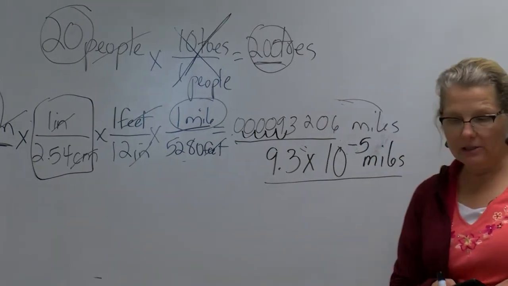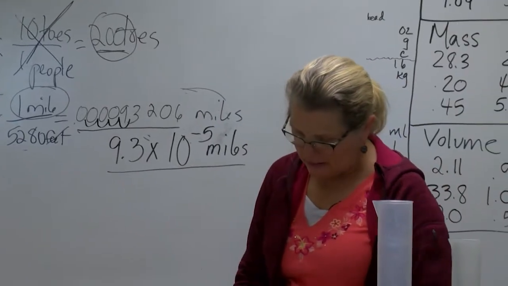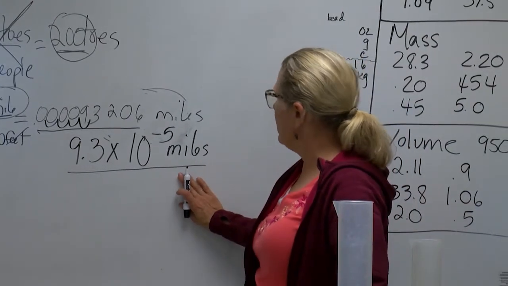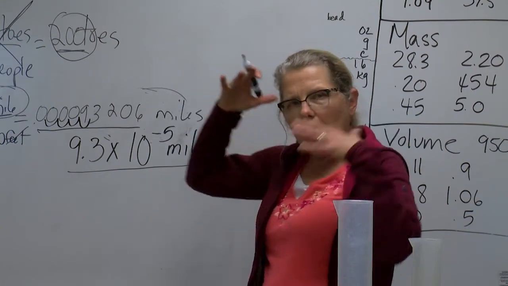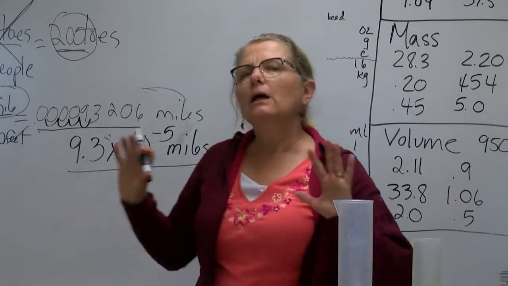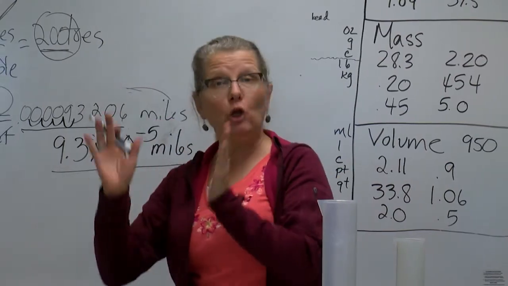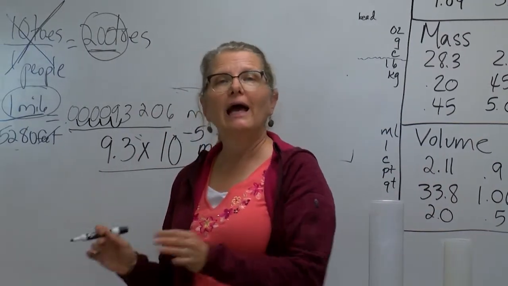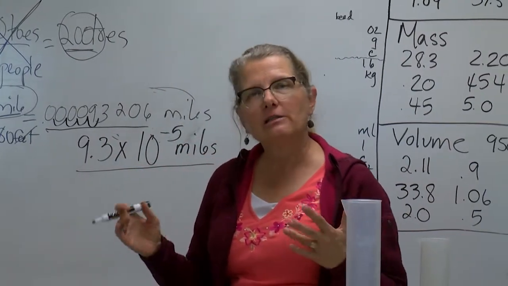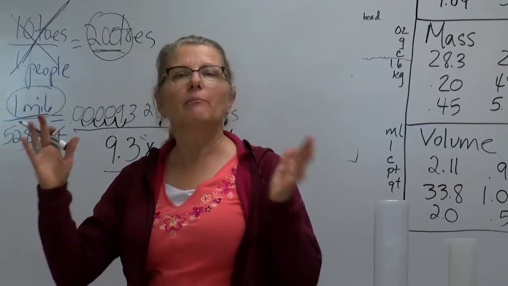That's our final answer: 9.3 times 10 to the minus 5 miles. This is why metric matters. In 1989, Congress made a law that the United States of America was going to metric. Of course, politicians, they never said when. So someday we'll go to metric.